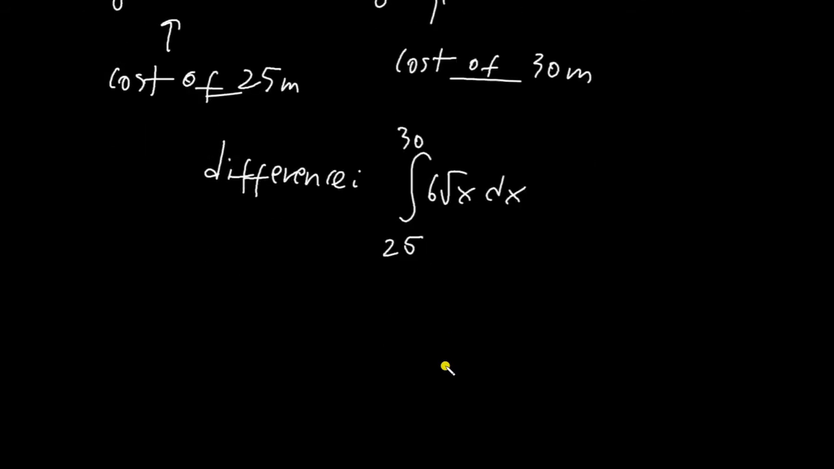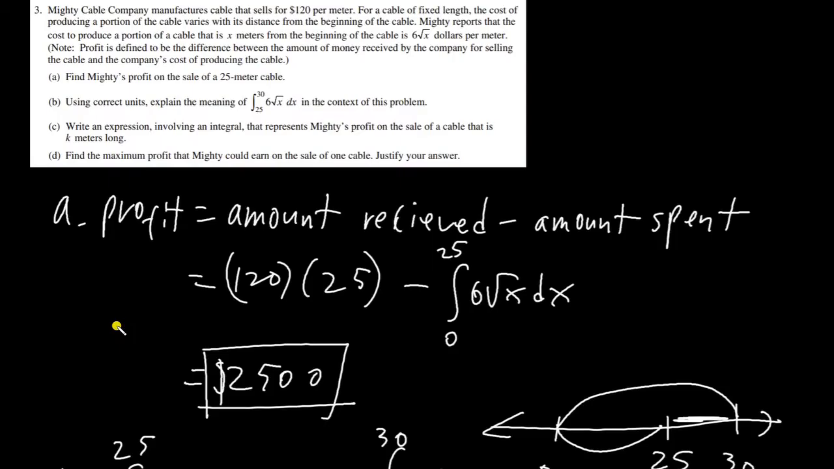And now we get to part C, which is probably the easiest question in any AP test ever, period. Write an expression involving an integral that represents Mighty's profit on the sale of a cable that is k meters long. We know how to find the profit on a 25-meter cable. Now, to find the profit on a k-meter cable, we just take this, and whenever we see 25, we replace it with k. That's it.